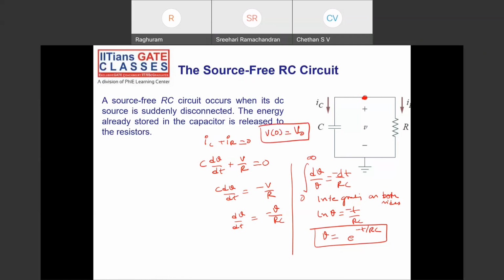That is important because this is a source-free circuit. We'll take that the capacitor is charged up to V naught volts initially, and then the source is disconnected. A source-free RC circuit occurs when its DC source is suddenly disconnected, so the capacitor charges to a voltage of V naught. So what happens?